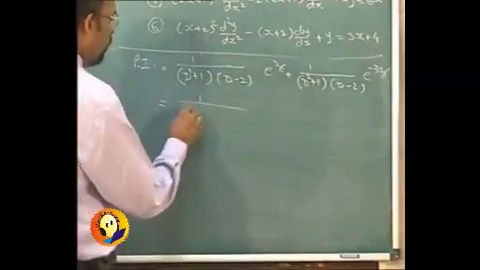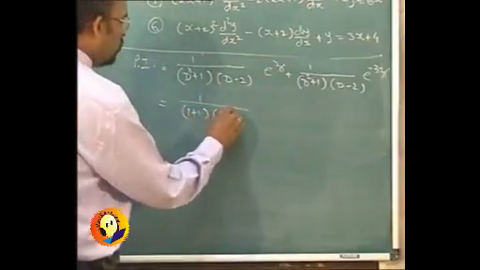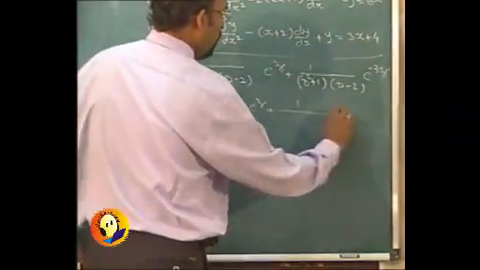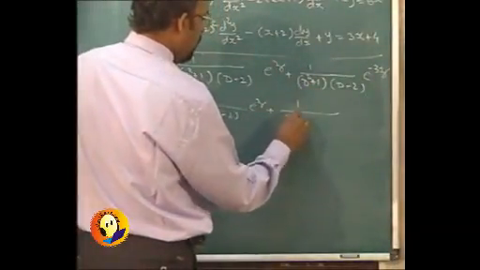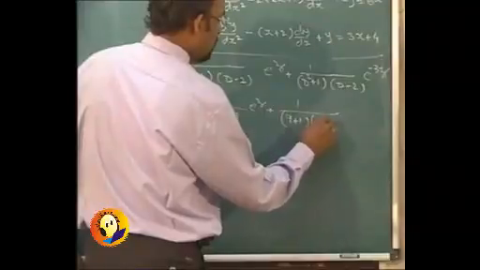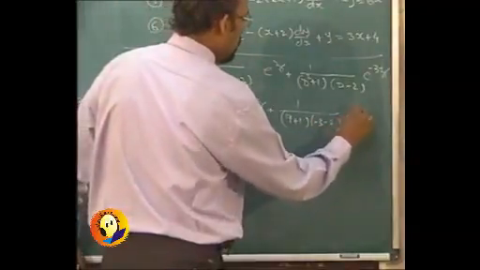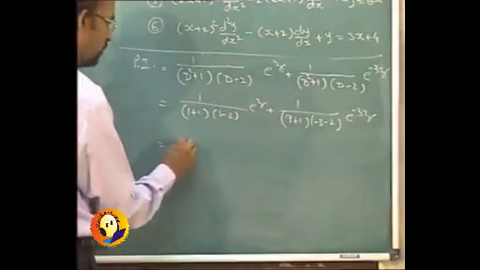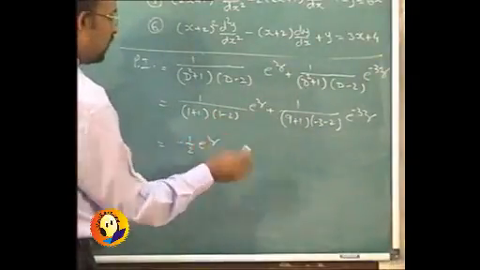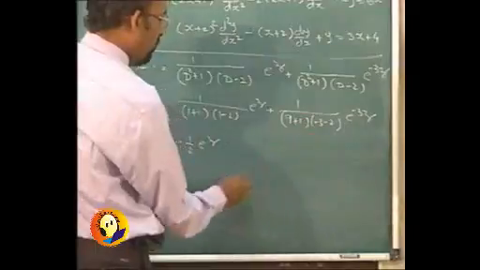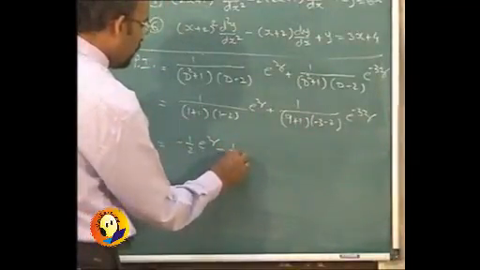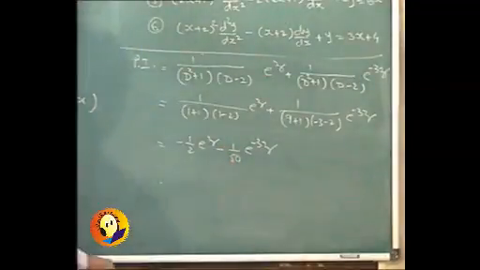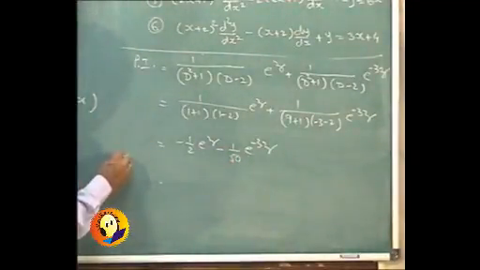It will be 1 upon (1 plus 1)(1 minus 2) into e raised to z plus 1 upon (minus 3 square is 9 plus 1)(minus 3 minus 2) e raised to minus 3z. So this is 2 into minus 1, so it is minus half e raised to z, and this will be 10 into minus 5, so minus 1 by 50 e raised to minus 3z. Y equal to CF plus PI is the required answer.